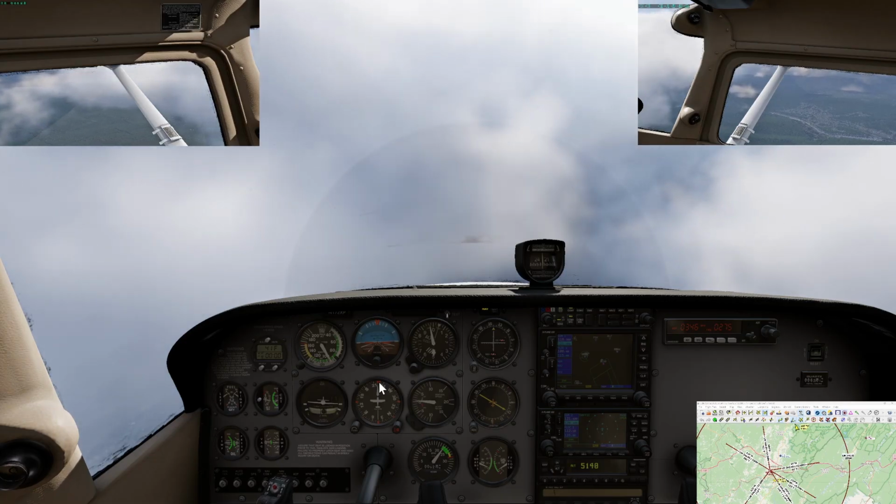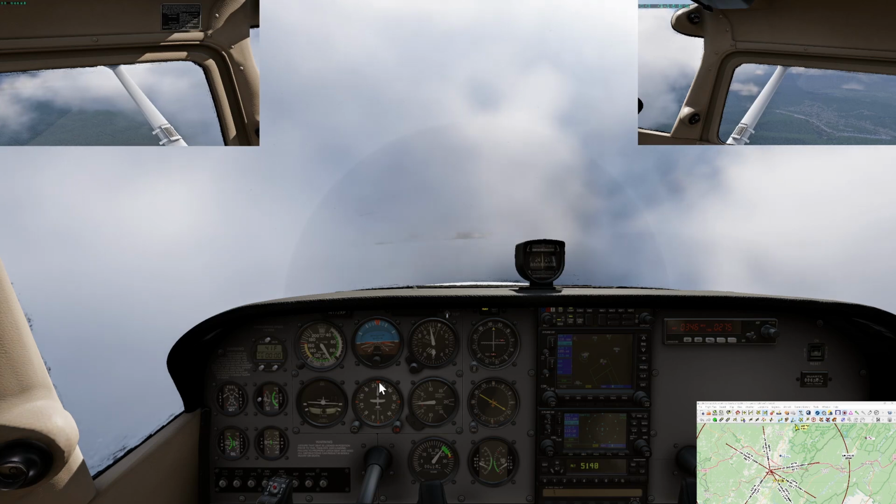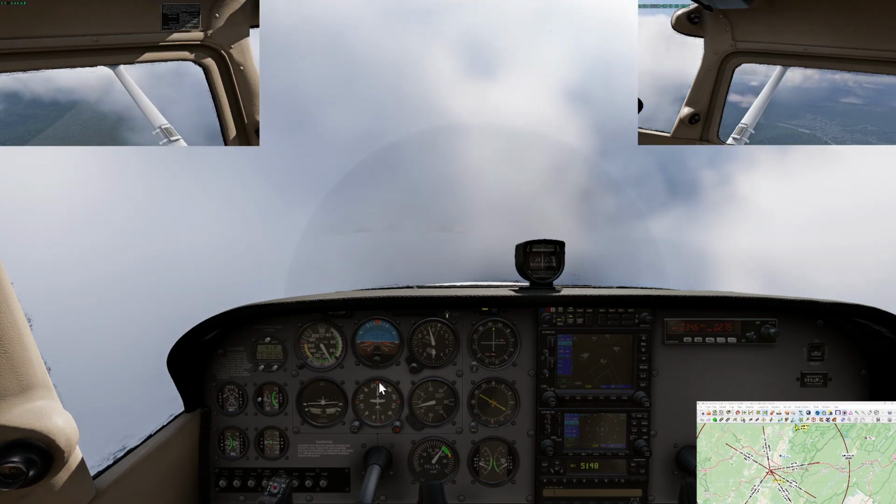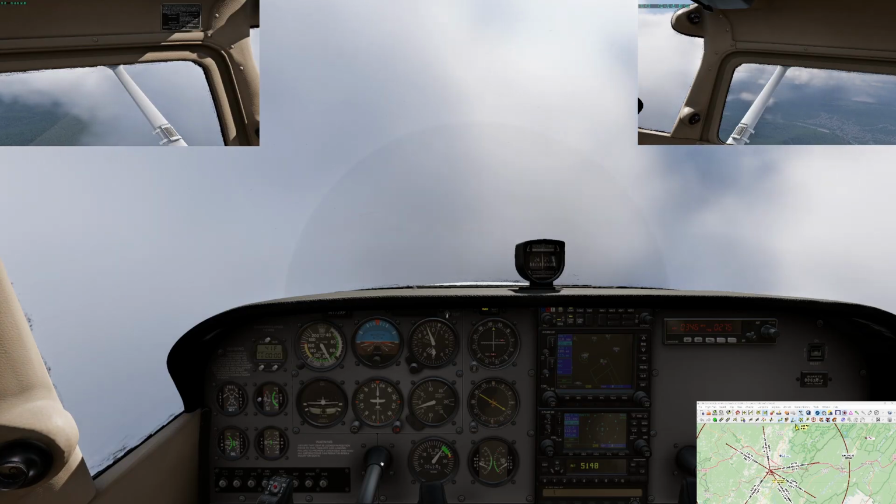Suppose ATC asks us to report our position. Well, we can say we are southeast of the NDB alone. Maybe they'll ask us what bearing from the station we're on. Oh, gee, okay, well, let's take a look at this.